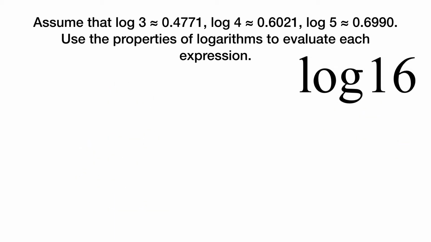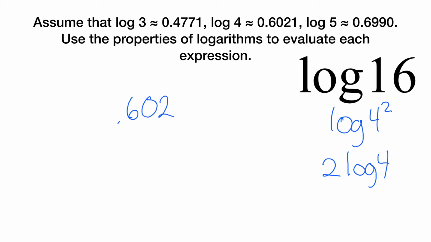Let's try another one, 16. Now, I could say 4 times 4, but instead I'm going to write the log of 4 squared, which means 2 times the log of 4. So, 0.6021 times 2. So, 2, 4, 0, 12. Now, let's see, there are 4 decimal places, so 1, 2, 3, 4. 1.2042.